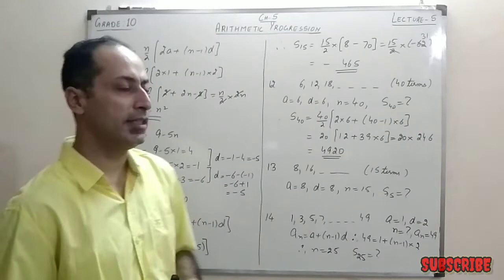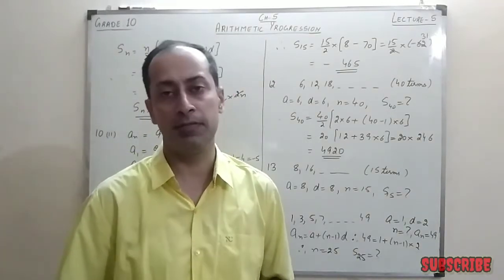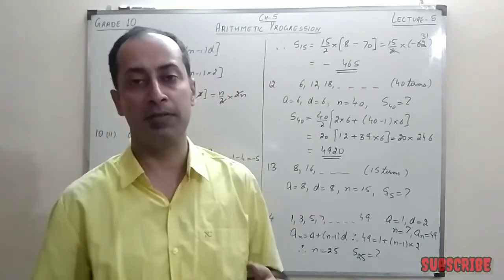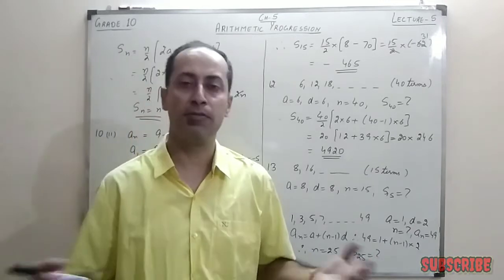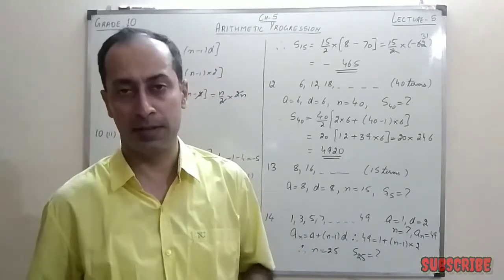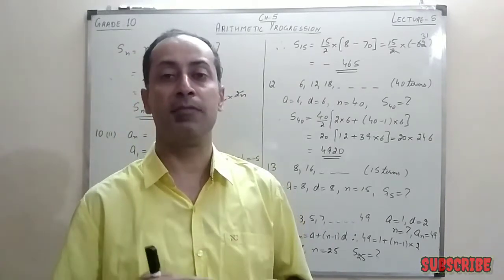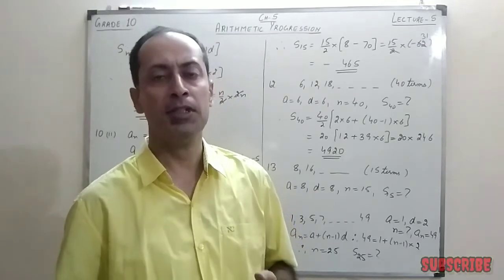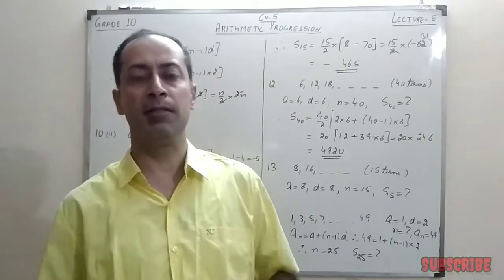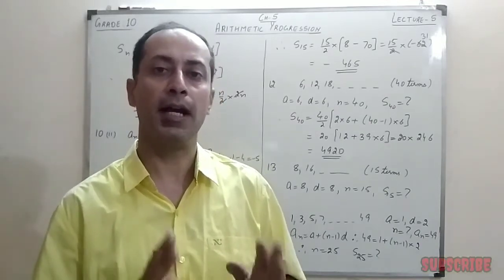Again, in the 14th question, they say find the sum of the odd numbers between 0 and 50. In the exam, it can come between 0 and 100, 0 and 200, 300, 400. It could be anything. It can even be the sum of odd numbers between 100 and 200, or between 1000 and 2000. But the method of solving would be the same. There will be no change. The first step is always to write the AP.